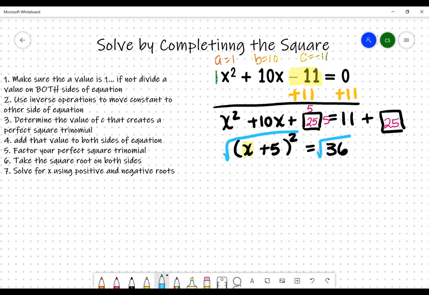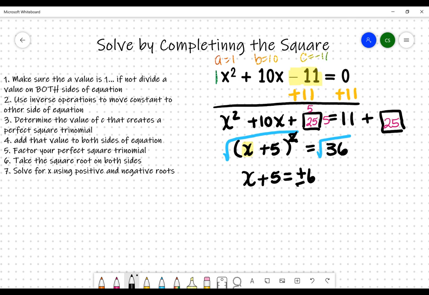Boom. So what happens when you take the square root of a square? Guess what happens to the square? It's gone, and I'm left with x plus 5. But what about the square root of 36? If I take the square root of 36, I can get a positive 6 or a negative 6.